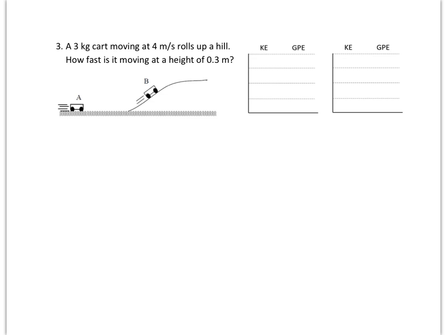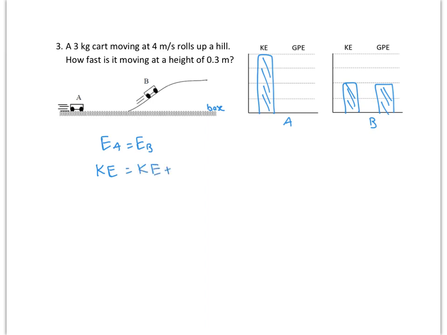Okay, I'll do the last one, and this one has 2 types of energy when we get to B. Car is moving, rolls up a hill, and we want to know how fast it's moving at that height of 0.3 meters. So making the ground the base level once again, you're going to start with kinetic energy at A, no gravitational at A. At B, it's both moving and has height. Energy at A equals energy at B. Kinetic energy at A equals kinetic energy plus gravitational potential energy at B.